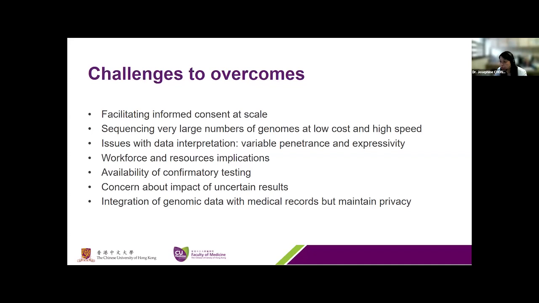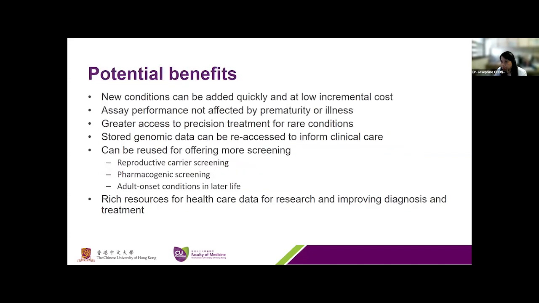It is not just about getting a VUS, where you may explain the uncertainties to the family. Sometimes with different clinical feature presentations, you may not understand whether that is really related to the uncertain variant. That may cause issues in giving good counseling in terms of long-term prognosis.